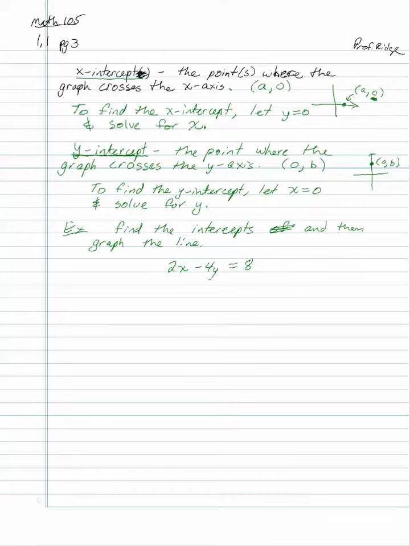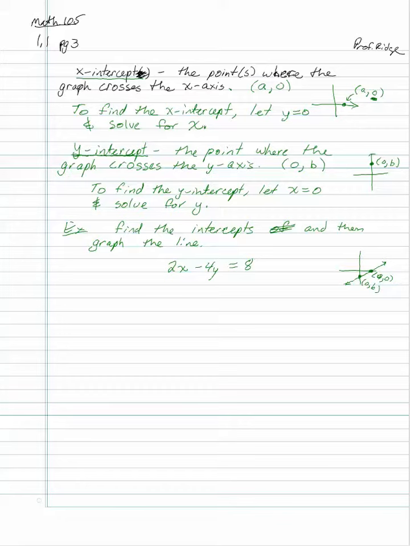Okay, so let's find the intercepts of this equation, 2x minus 4y equals 8, and then graph the line. So this is the second technique we learned for graphing lines. We know that two points determine a line. So if we found the x-intercept and then we found the y-intercept, 2 points determine exactly one line. I can draw the line through it and then I'm done. Okay? So we need to figure out what the x-intercept is and what the y-intercept is. So we have to figure that out.